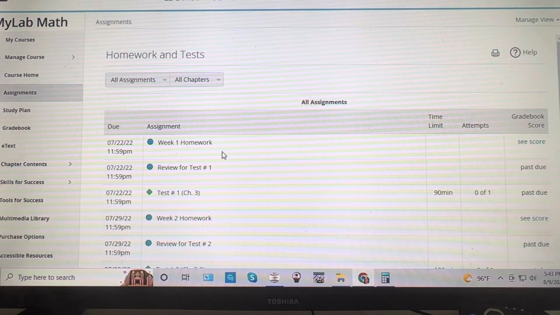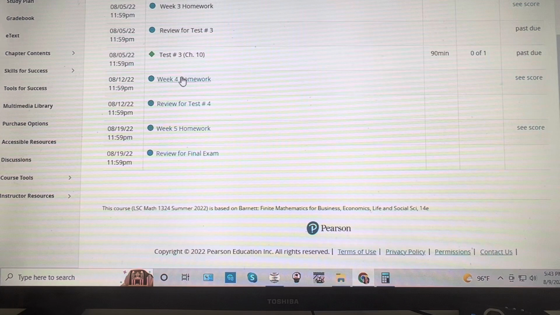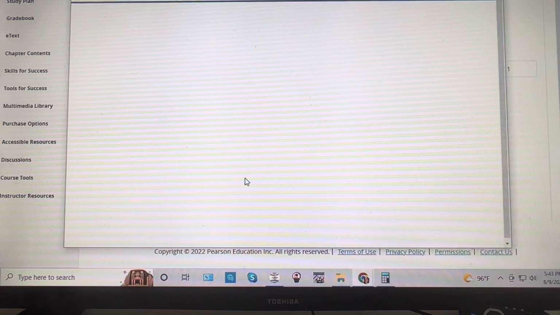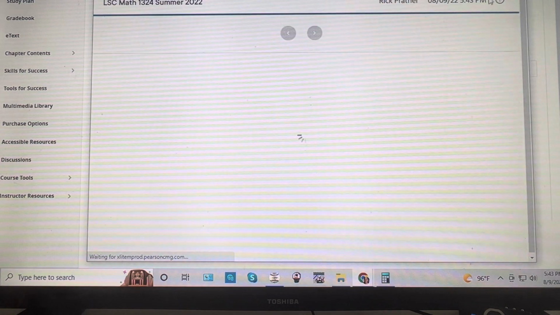Okay, so week 4 homework. Number 29, I made just a slight calculation error early in the problem and it threw the whole thing off, so let's maybe do 30 as one more example of that.